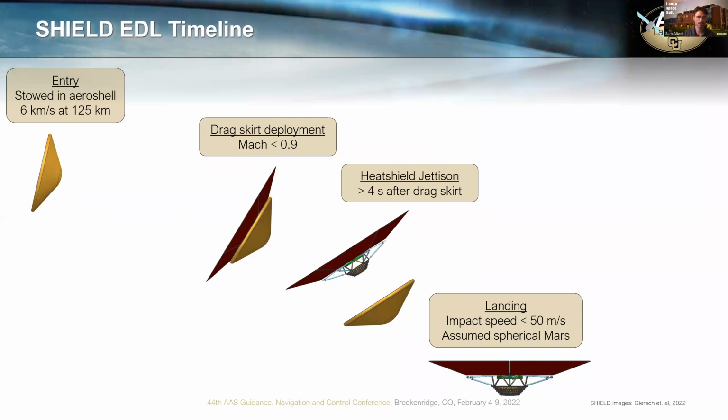It begins with entry at 6 kilometers per second at the interface of 125 kilometers. And for most of SHIELD's EDL, it's stored in its aeroshell, completely passive. By the time it gets subsonic, we want the Mach number to be below 0.9, and then it deploys this drag skirt. The purpose here is really just to further reduce the terminal velocity of the probe such that it lands with a lower speed. Sometime later, it needs to get rid of its heat shield, and then it lands, targeting an impact speed below 50 meters per second.